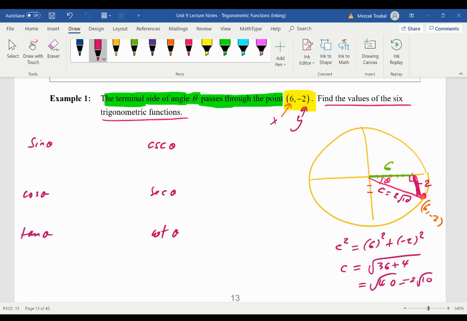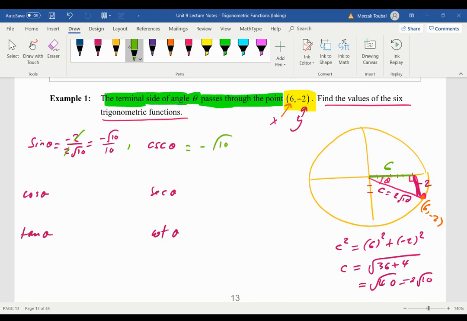All right, what is the sine? Sine should be the opposite over the hypotenuse, which is -2 over 2√10. And if you rationalize, it's going to be -√10 over 10. The 2 and the 2 cancel out. So we just rationalize -1 over √10, which becomes -√10 over 10. Cosecant, we said, is the reciprocal. So it would be -√10.